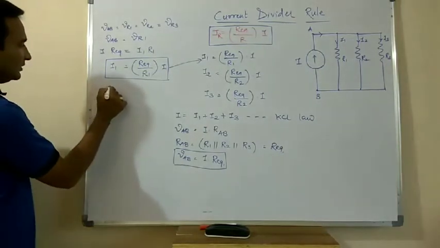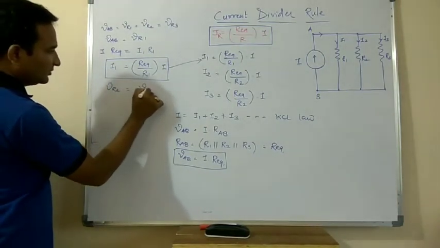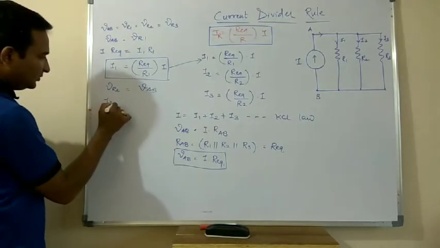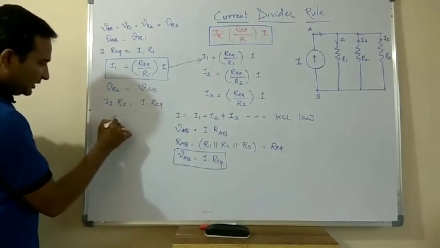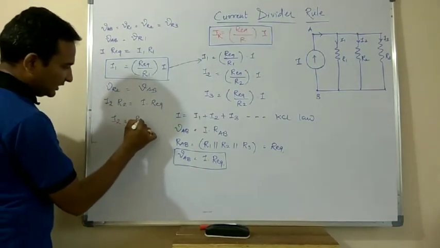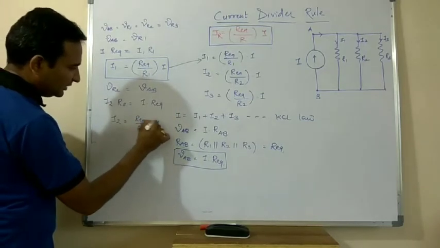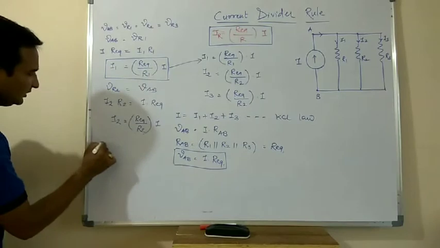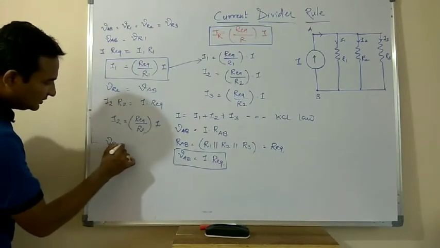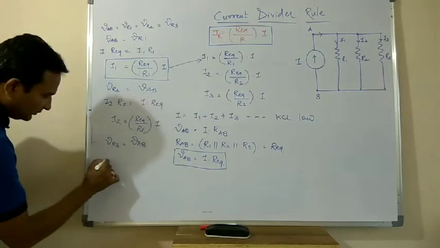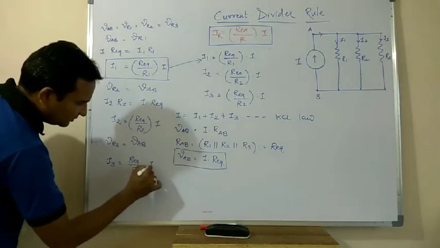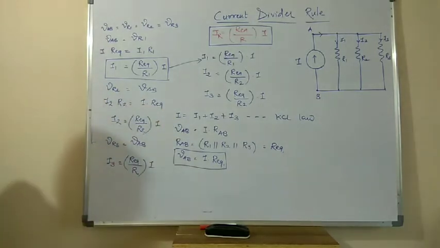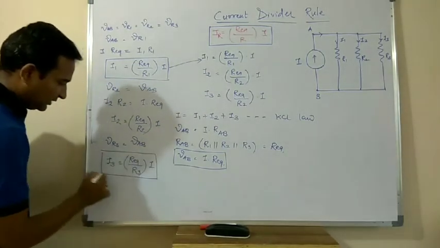Similarly, VR2 is equal to VAB. So I2 R2 is equal to I into R equivalent. So I2 is equal to R equivalent divided by R2 into I. And similarly, VR3 is equal to VAB. So I3 is equal to R equivalent divided by R3 into I. So this is the current divider.